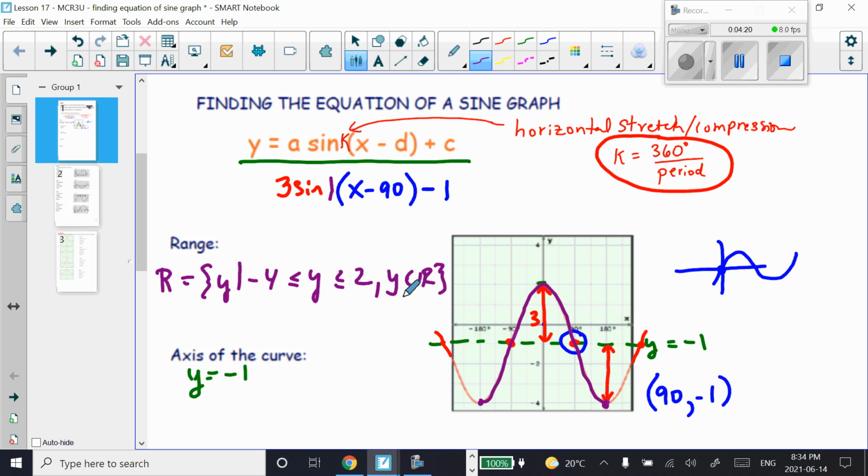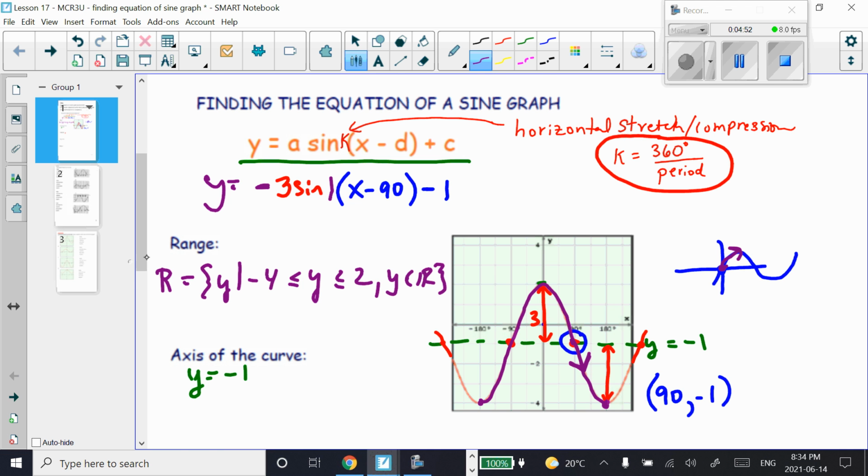The other thing I forgot to mention is how do we know if it's a reflection in the x-axis or not? This one happens to have a reflection. This one is going to actually be -3. And the way I know that is because we picked this point here. And normally our graph is at 0, 0, and it goes up to the right, right? Now our graph is going down to the right. Okay, so that's how I know that it's a reflection.